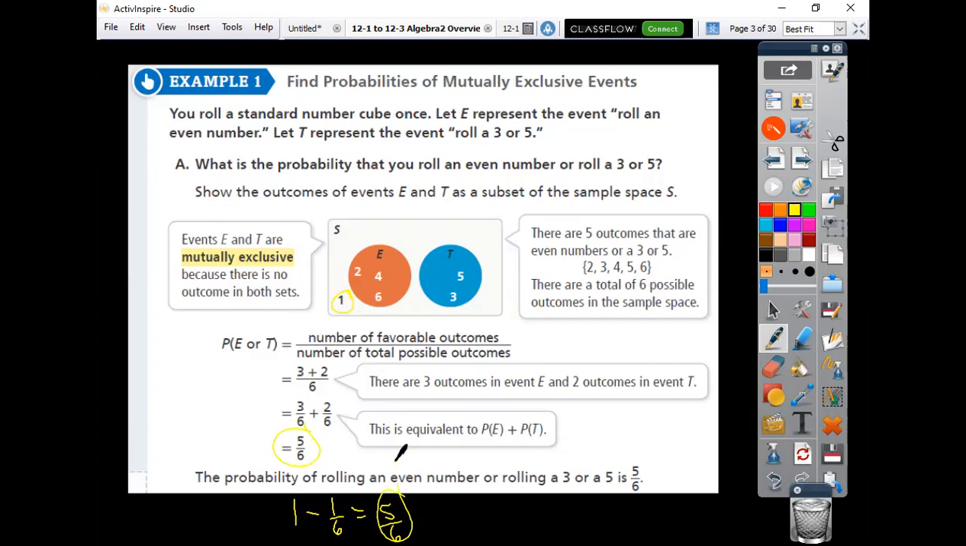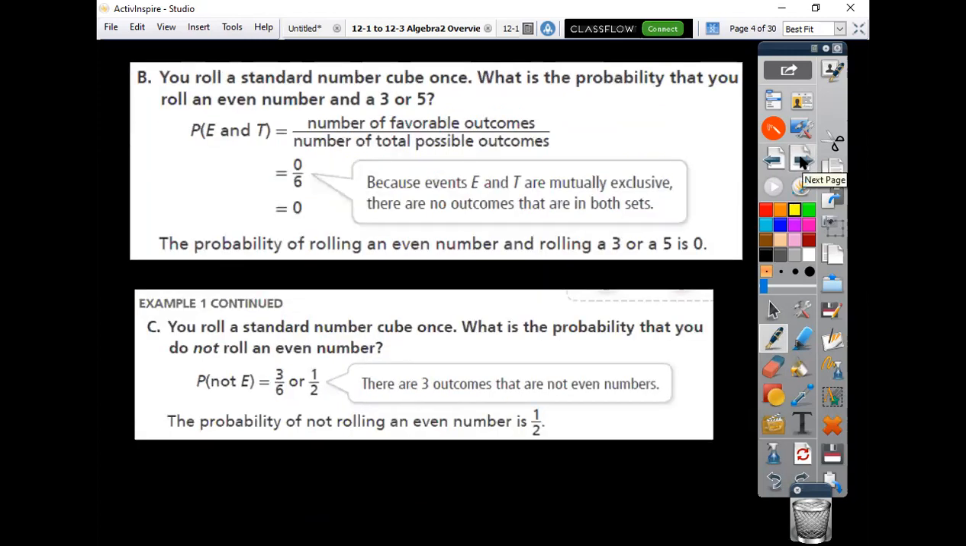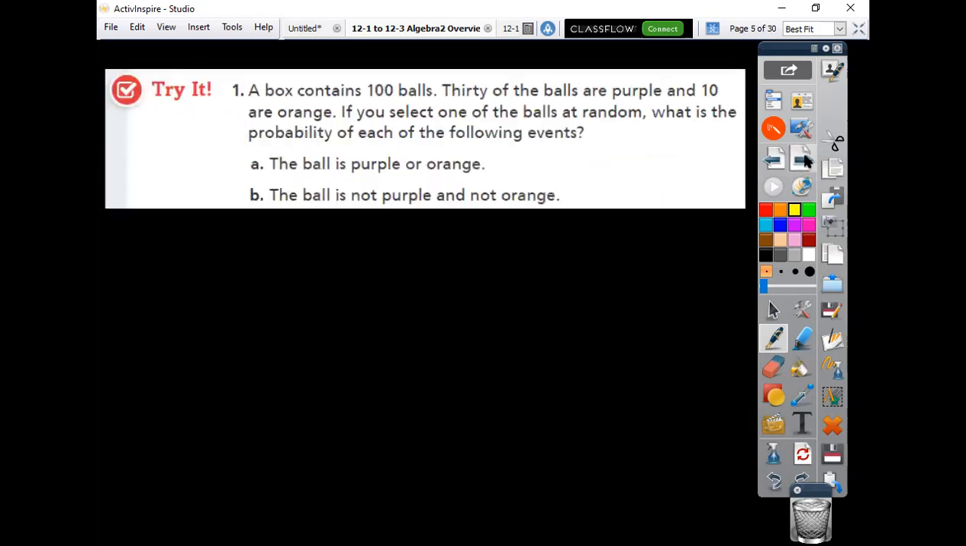One just is adding up all the possibilities, or the other is like you're excluding the things that are not possibilities. So that would be that one. So let's try a problem. We've got a box that has 100 balls in it, and 30 of them are purple and 10 of them are orange. And if you select a ball at random, what's the probability of a ball purple or orange?